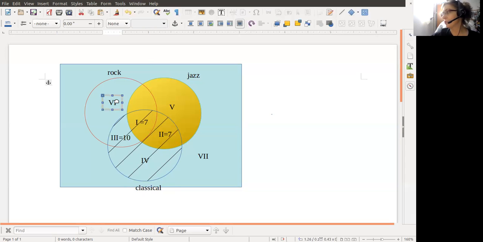And then once you have your chart filled, it's easy to answer the questions because you can identify, okay, if they only like rock, then it's these people who are out here, who are outside of the yellow circle, outside of the blue circle, but inside the red. That's what I have labeled as region 6.